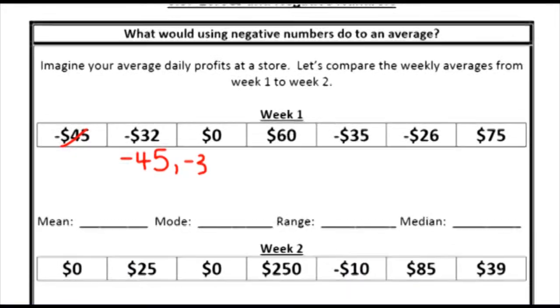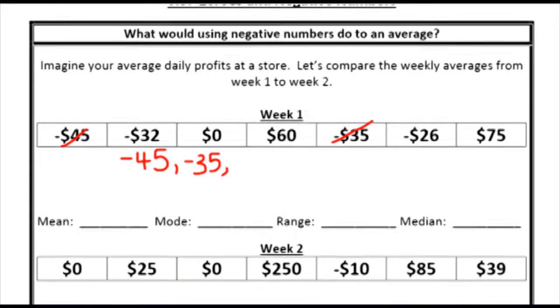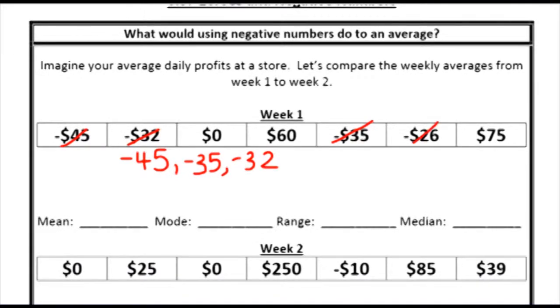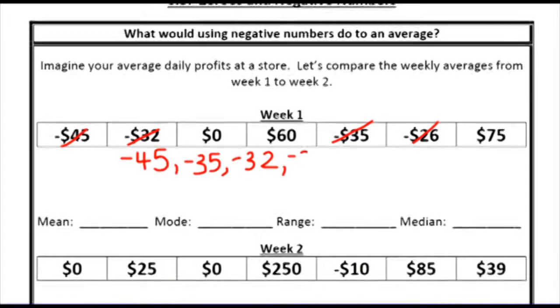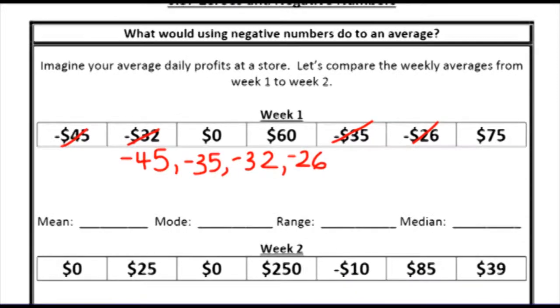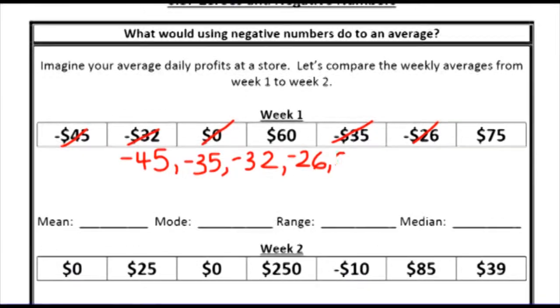Another way to think about it is with negatives, the bigger the absolute value, the further away from 0. Negative 32 would go next. Negative 26 would go next. Now, I'm done with negatives. 0 would come before any positive values. Remember, 0 is that neutral value. It's that buffer. It's right in the middle.